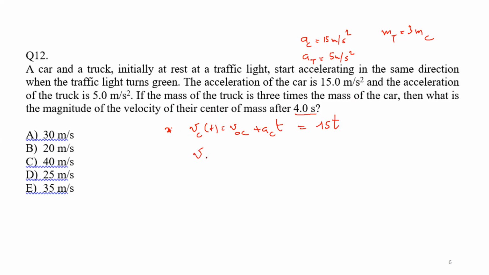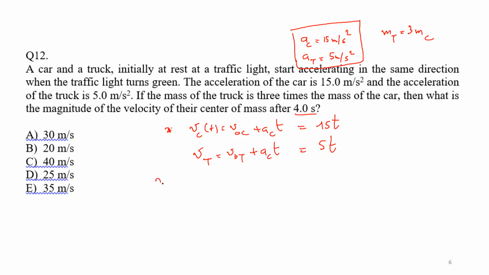And then the velocity of the truck is the initial velocity of the truck plus the acceleration of the truck times t. So it will be 5t. These are just the velocities because the accelerations are constant, chapter 2. Now, what is the velocity of the center of mass 4 seconds later?